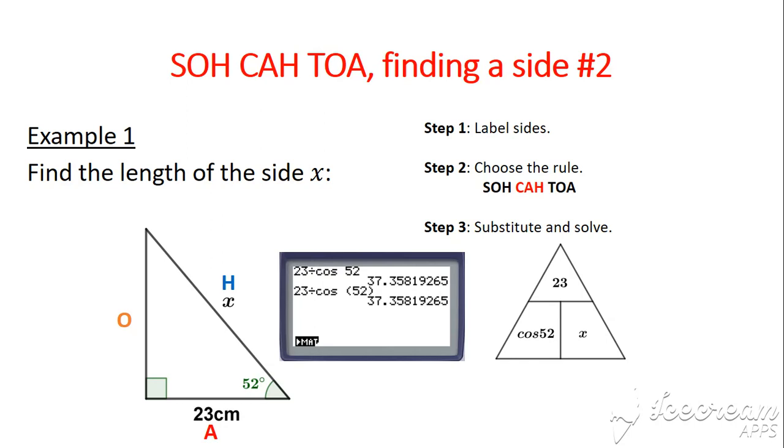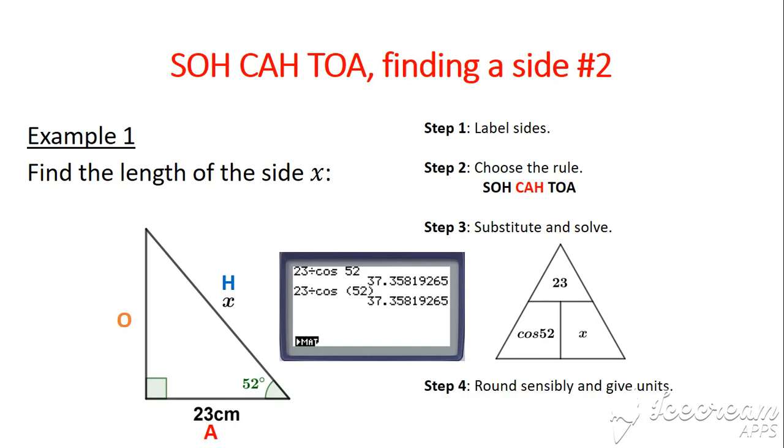Remember, some calculators use brackets around the 52. And remember, if your calculator is not giving you the answer we've got here, it may be set up in what's called radians or some other setup, and you need to learn how to change it back into degrees because we're working with 52 degrees.